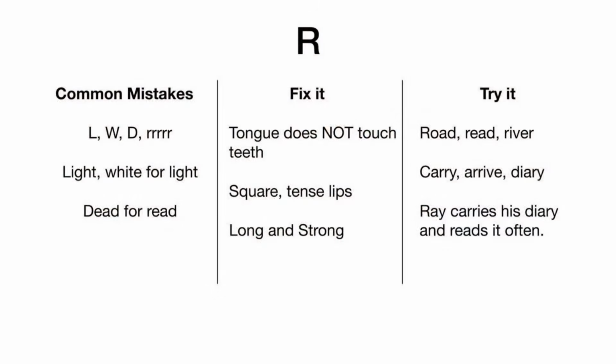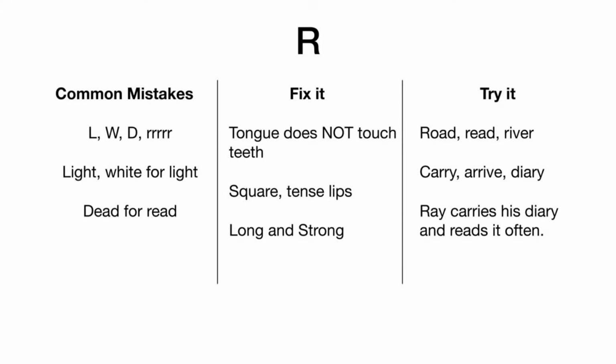And the reason is because a flap is you're going to touch the roof of your mouth a little further back, and it's going to be quick and fast and voiced. So that to an American English listener will sound like a D sound, a fast D sound. So to say the R sound, let's look at what people are doing.